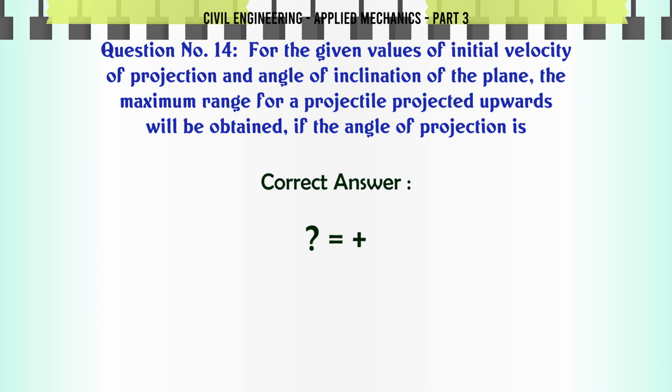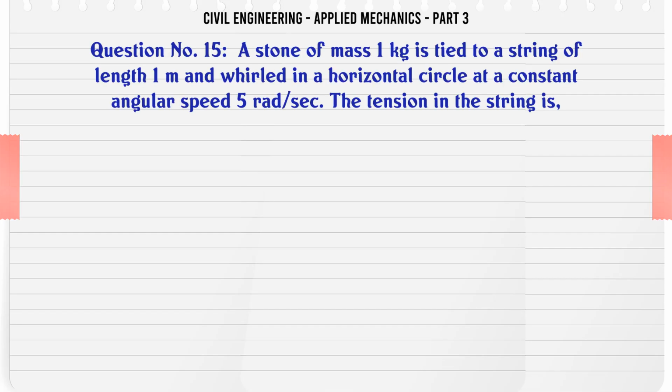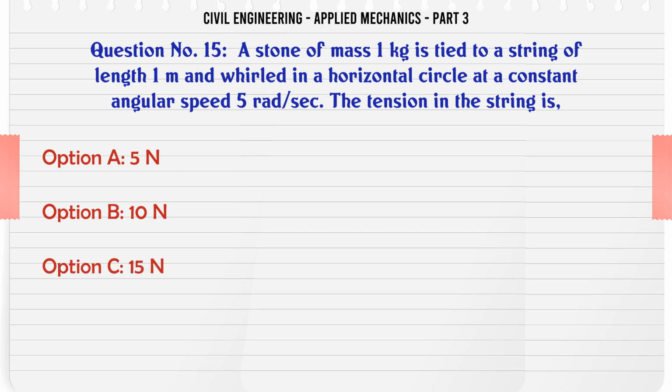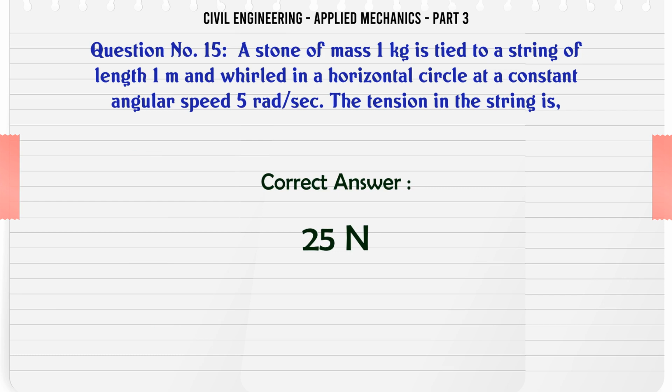The correct answer is: a stone of mass 1 kilogram is tied to a string of length 1 m and whirled in a horizontal circle at a constant angular speed of 5 rad/sec. The tension in the string is A) 5 N, B) 10 N, C) 15 N, D) 25 N. The correct answer is 25 N.